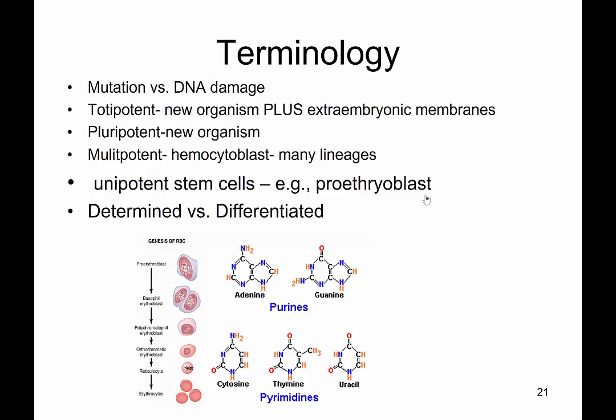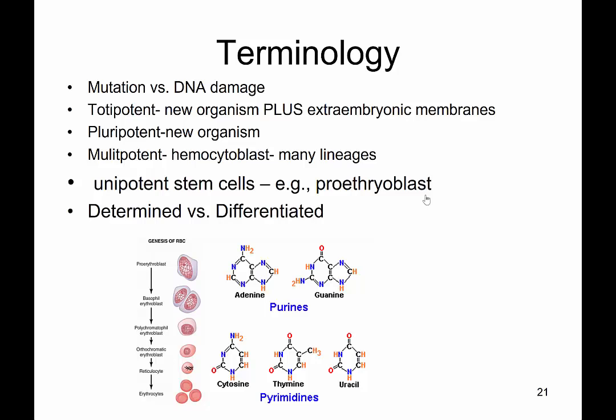What's this idea of totipotent? A totipotent cell is a cell that can create a brand new organism plus all the extra embryonic membranes, like the placenta and the amniotic sac, just to name a few. So what is a totipotent cell? Best example is a zygote, where sperm and oocyte unite and the nuclei fuse. That is a totipotent cell. It's going to create a brand new organism plus the membranes for that organism to bind to the mother's uterus.